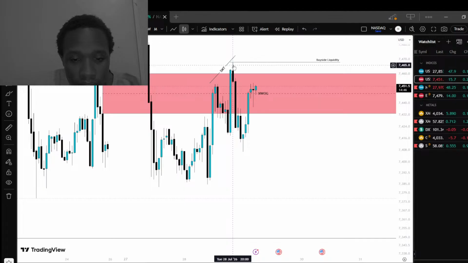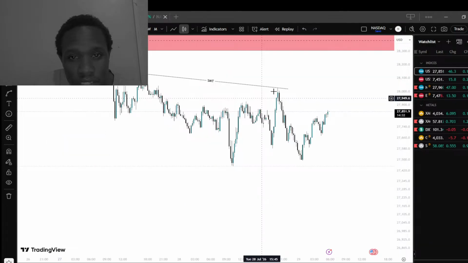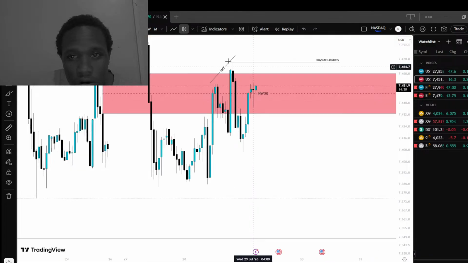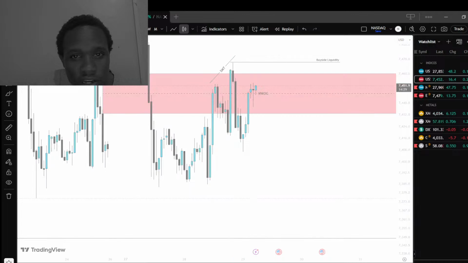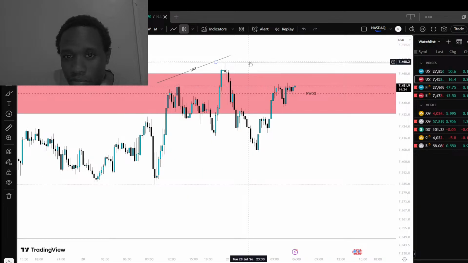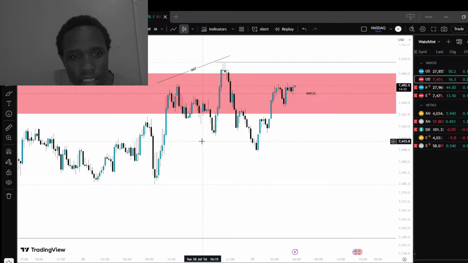Let's see if 9:30 sweeps buy side liquidity on at least one of these two, then I will be looking for entries. I actually think SP500 will be the one sweeping, and this is also what I told you yesterday. SP500 was the one that swept, and we were able to get an entry here. So let me just show you that entry real quick.